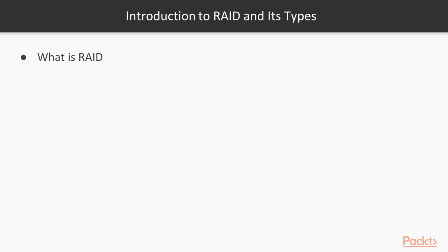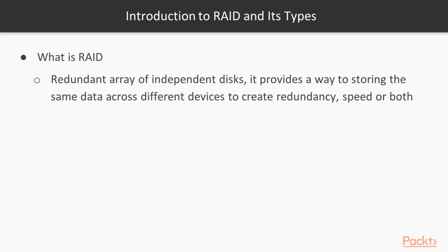So first of all, what is RAID? RAID is a redundant array of independent disks. It provides a way of storing the same data across different devices to create redundancy, speed, or both. With data on multiple devices, the I/O can be better distributed and improve performance or create multiple layers of redundancy that protect against device failure.